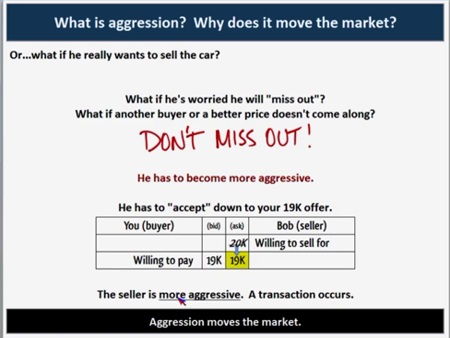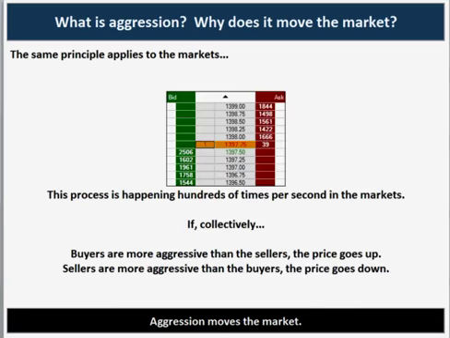So a transaction occurred in the market for this particular car. The market moved. The price went down. The seller was more aggressive. The price went down. Okay? So that's a pretty easy, simple example. Hopefully that made sense, and I'm just trying to give a very simplistic example, and I hope you understand that, but the same principle would apply in the markets.